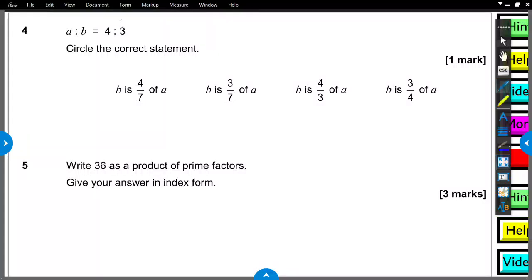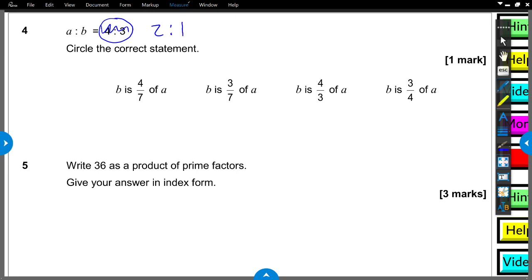Let's consider what the ratio 4 to 3 means. This means that for every 4 parts we have 3 parts of something else. We're told that A to B is equal to this. So A to B must simplify down or be the same as this. Let's simplify this down to the ratio of 2 to 1.